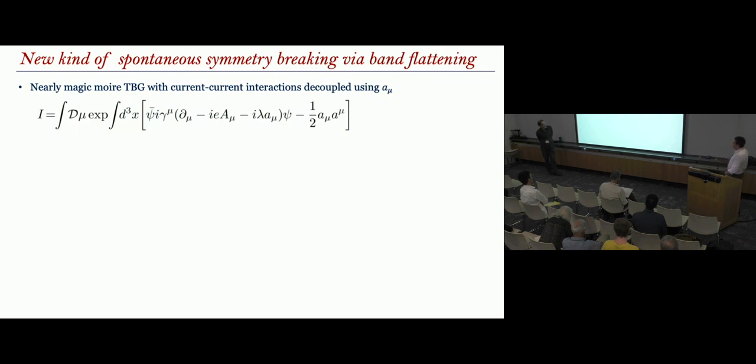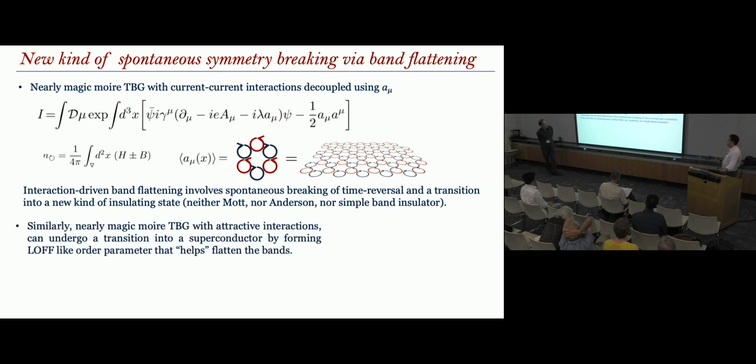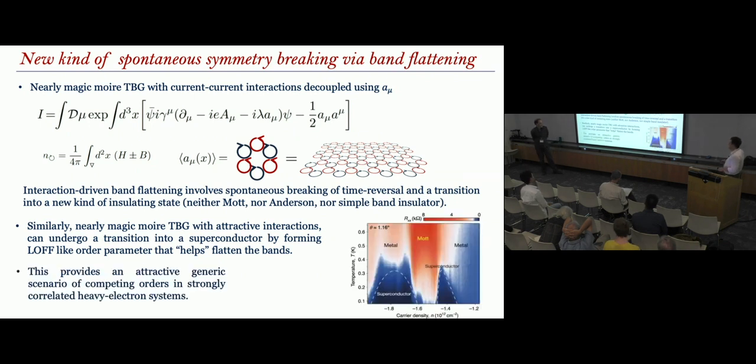So what I'm saying is that depending on the interactions here, for example, let's say current interactions, and this one is a time reversal preserving field, you can always find a configuration, create an electronic texture, which in this case will be an insulating texture, because you create a flat band that's called an insulator, which will correct your textures. And that's one mechanism. Another one is superconductivity. And I think in general it provides an attractive generic scenario of competing orders whenever you have heavy electrons. And that's what we're working on.